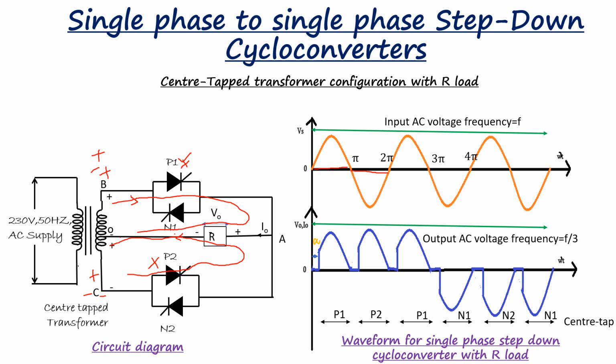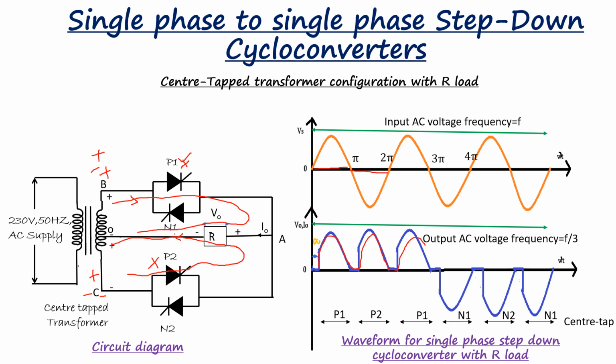The current flow is the same for the first three cycles, so I will indicate here. In the first three cycles, the current flow direction is the same. In other words, the three positive half cycles are obtained across the load to produce one combined positive half cycle as the output.